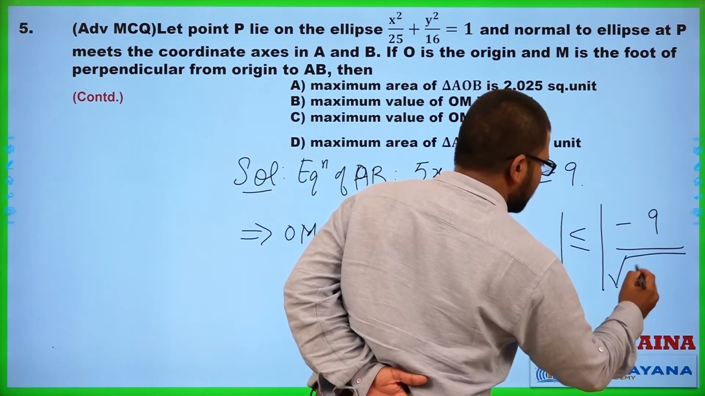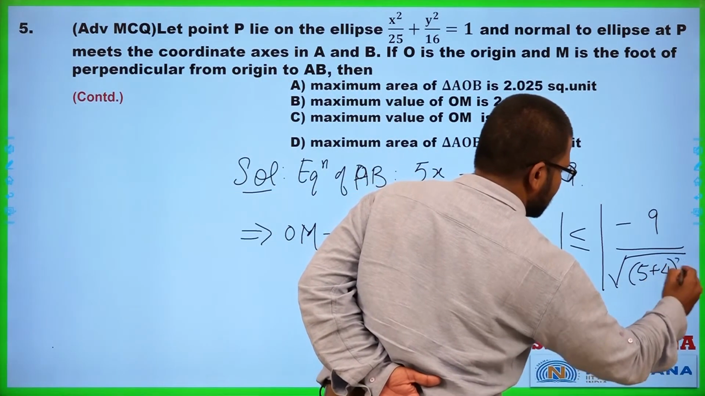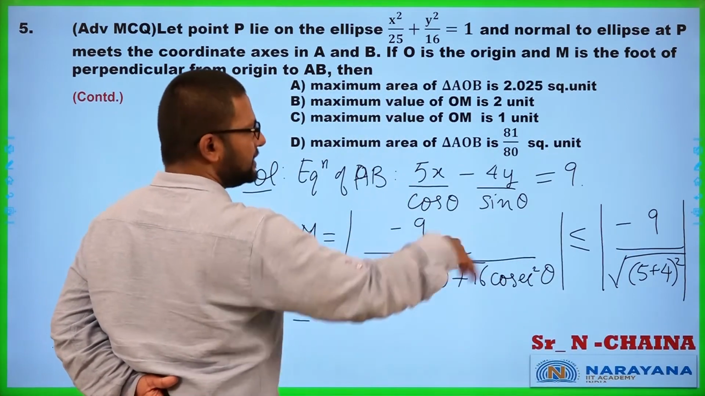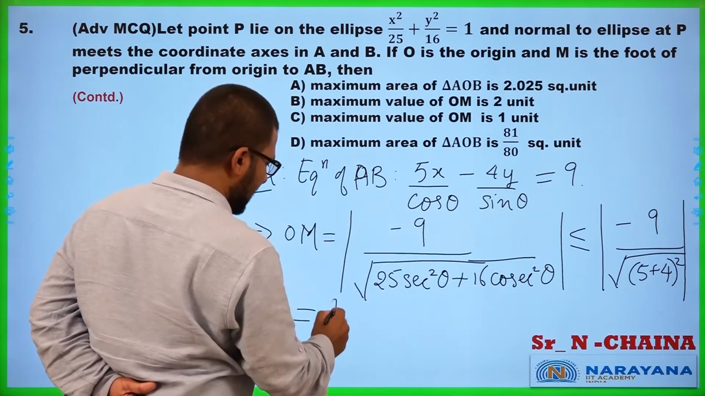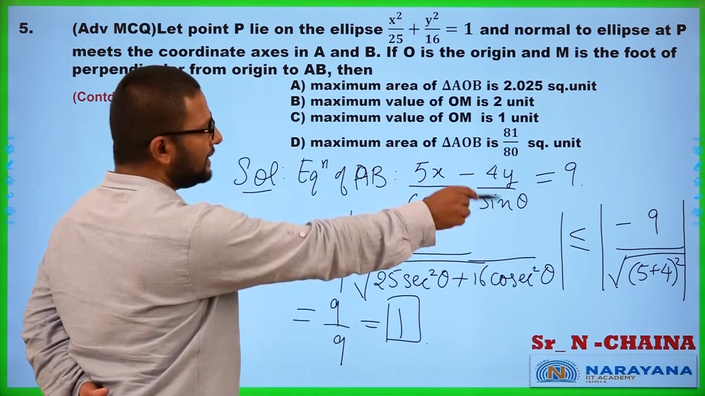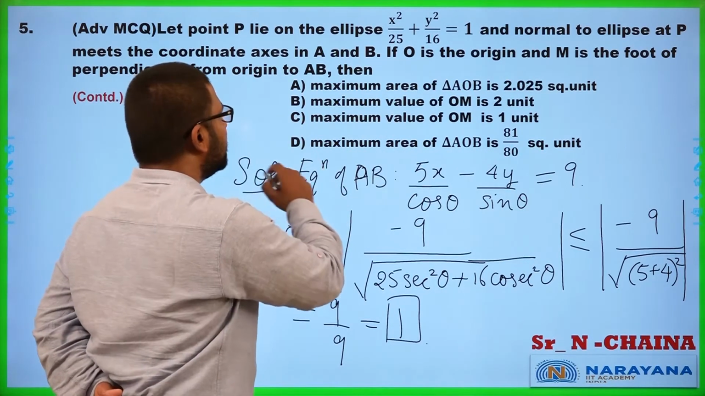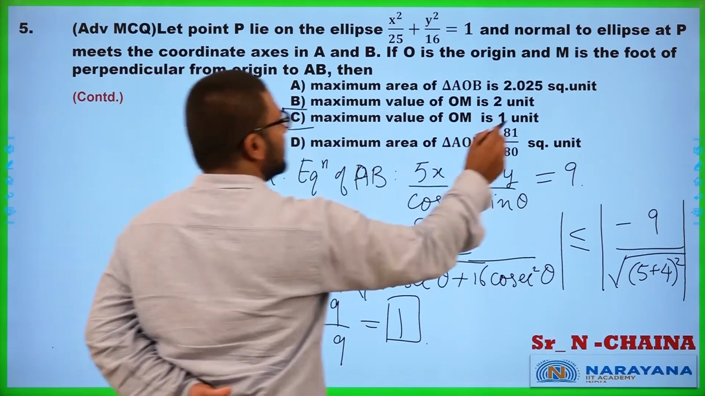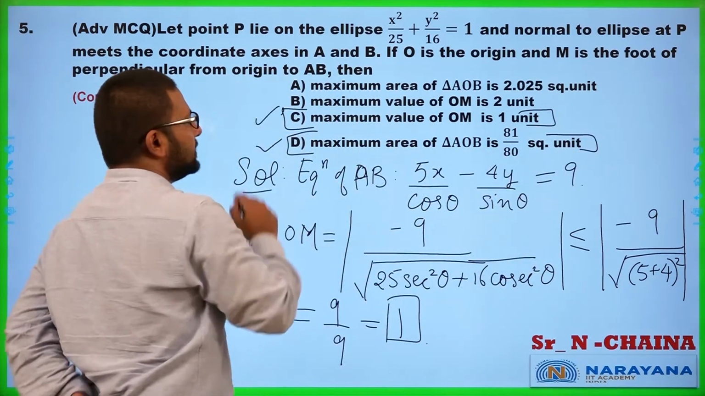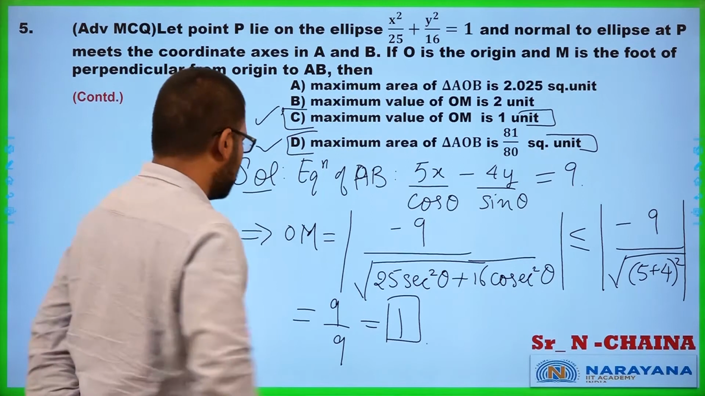So, root of a plus b, so 5 plus 4 for your understanding, root of a plus b the whole square and less than or equal to, now we can write it, ignore the mod, so 9 upon 9, which is 1, correct? So OM is less than or equal to 1, so the maximum value of OM is 1 unit, right? So you see option C is also correct and option D, as we showed earlier, they are both correct. Got it? Yes? Shall we proceed? Okay, let us proceed.